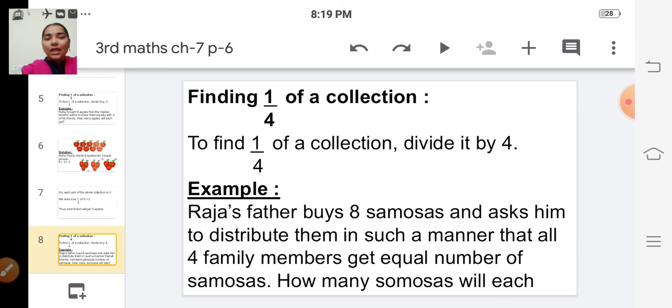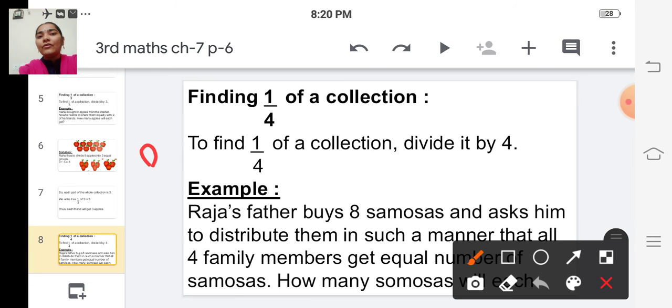Raja's father buys 8 samosas and asks him to distribute them in such a manner that all 4 family members get an equal number of samosas. So his father bought 8 samosas and he wants to distribute these 8 samosas among 4 family members. That means he wants to divide these 8 samosas into 4 equal groups. That means we are going to divide 8 by 4.